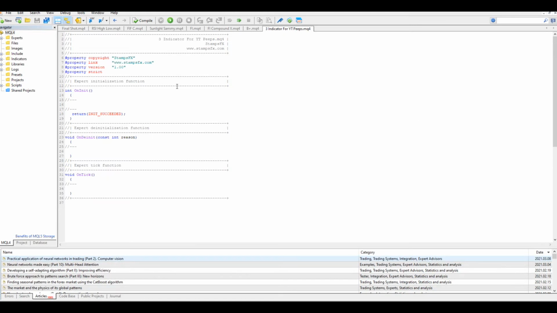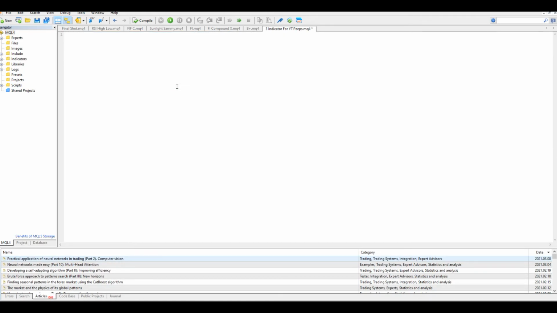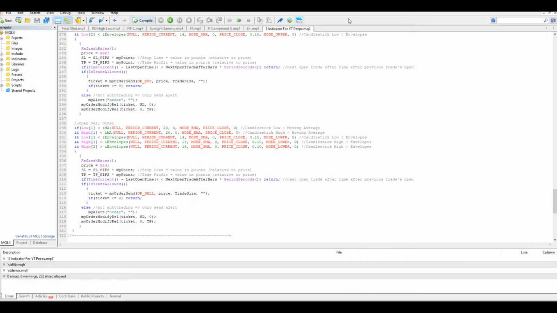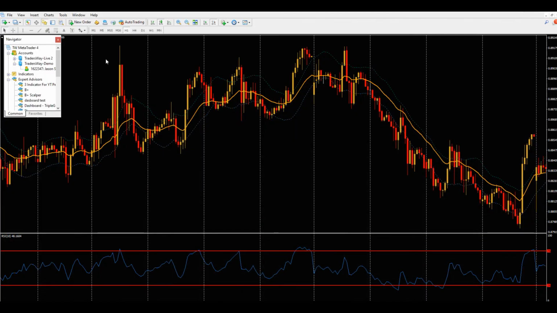All right, so you come here and you delete what's there, and then you just paste it all right there, and then you compile it. Compile. And then from there, you refresh, and let's see, where is it? 3, oh, there it is right there.